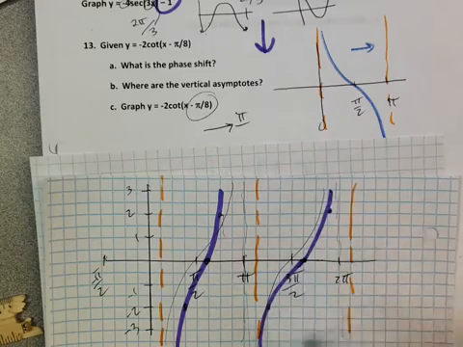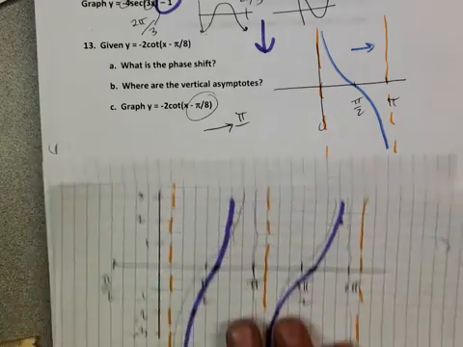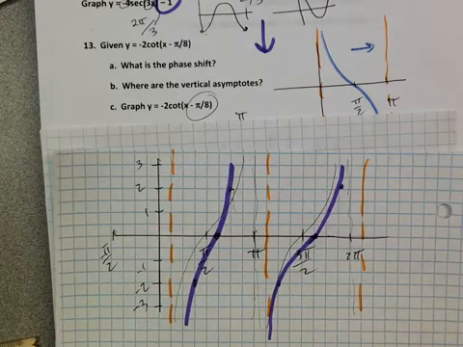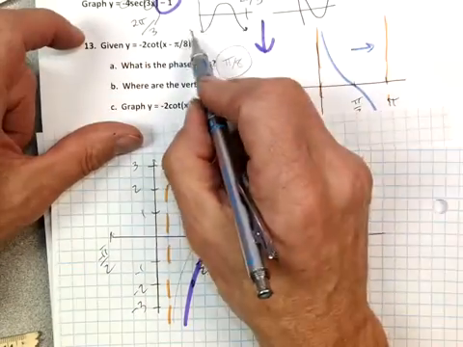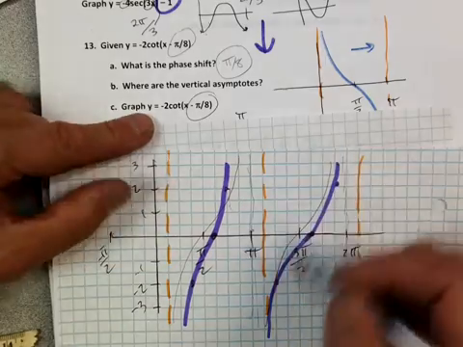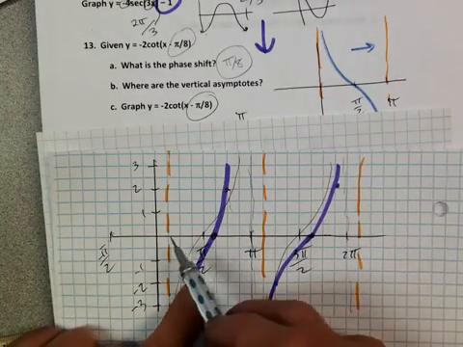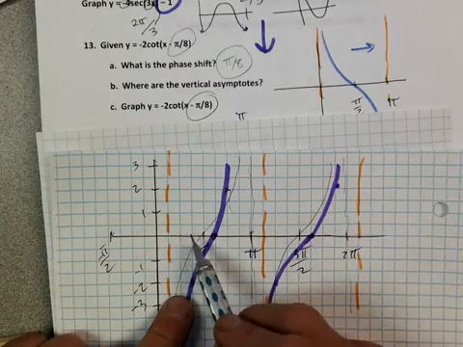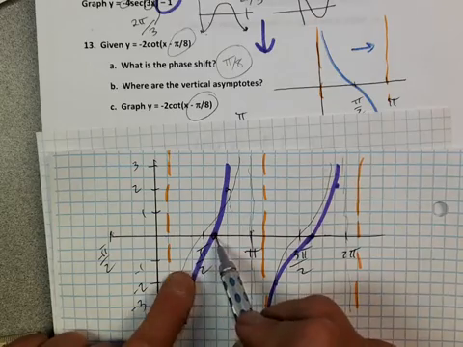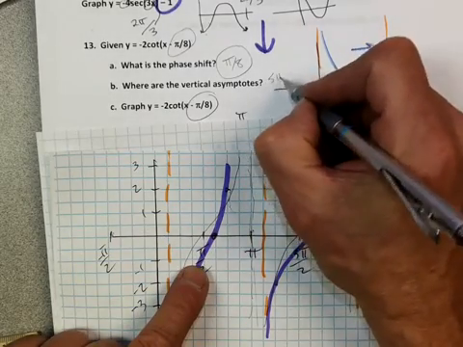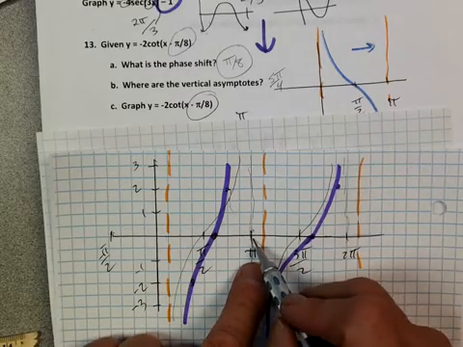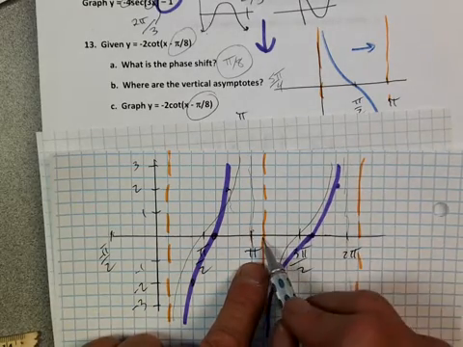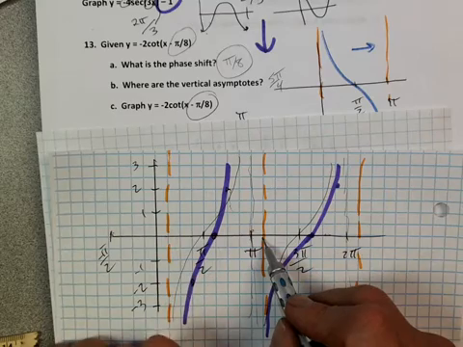And there. Alright. What's the phase shift? Well, that's easy. We moved pi over 8. Phase shift is just pi over 8. The vertical asymptotes are at, if this is 4ths, 1/4, 2/4, 3/4, 4/4, 5 pi over 4. This is pi, which is going to be 4/4, 5 pi over 4.